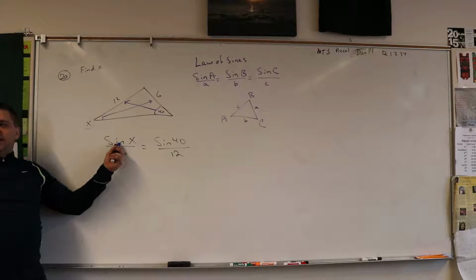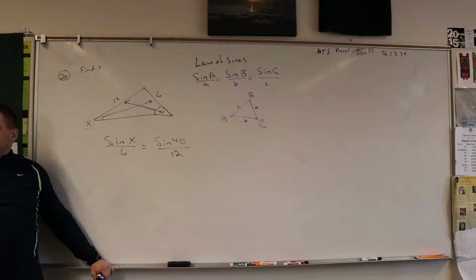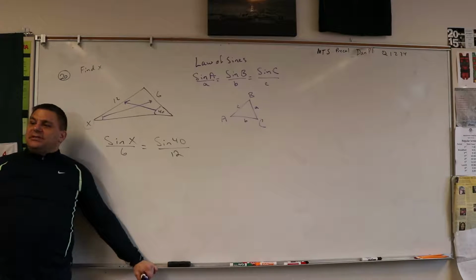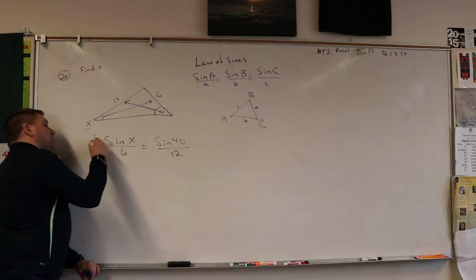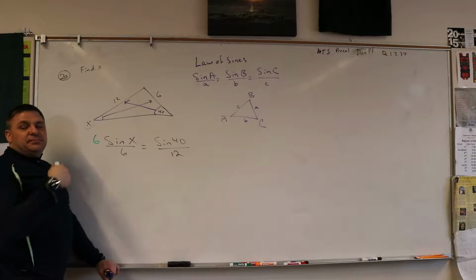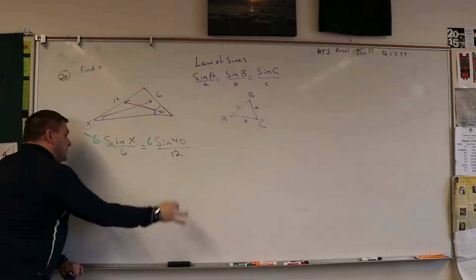How do I get sine of X by itself? How do I get rid of this 6? If it's dividing by 6, what's the opposite? Yes. So I'm going to multiply by 6. But what do I do to one side? You got to do it to the other. And that cancels that out.